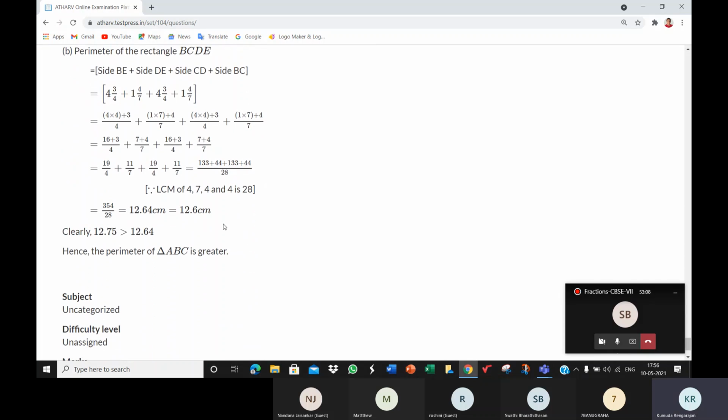So to find the perimeter of the rectangle, we need to add the lengths of the 4 sides. Add the length of BE, all the 4 sides. So see here, you can see the lengths of all the 4 sides. They're all mixed fractions. Convert them to improper fractions. Then LCM. LCM is 28. And then you get all these numbers in the numerator. When you add, you get 354 by 28.